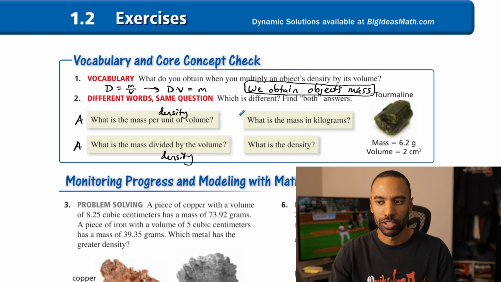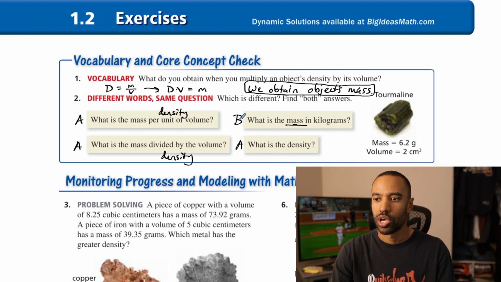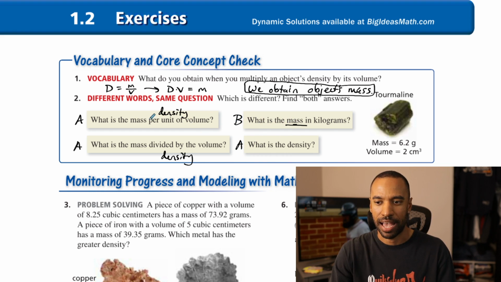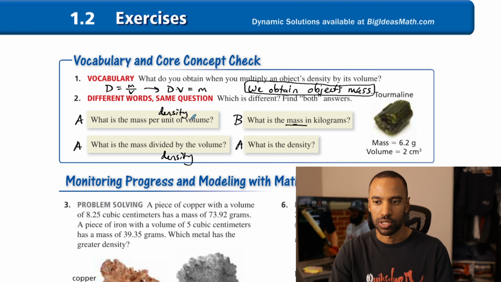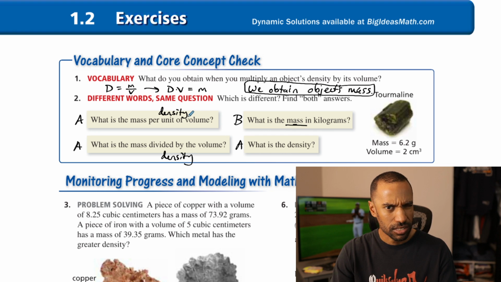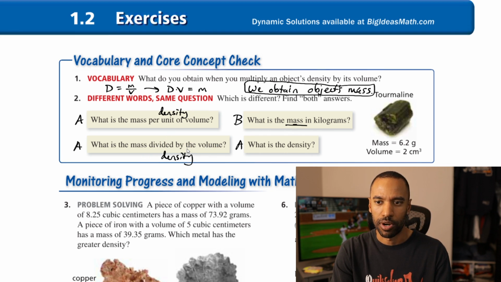What's the mass in kilograms? That just sounds different. That just sounds like asking for mass itself. That's a mass question. What's the density? That's another part A, asking density. So this one is different. That's just asking mass. These are rates of something. Mass per volume, even though this is a unit density, I don't know if that's what they call it. And then this is whatever it's divided by. It's still the same ratio.